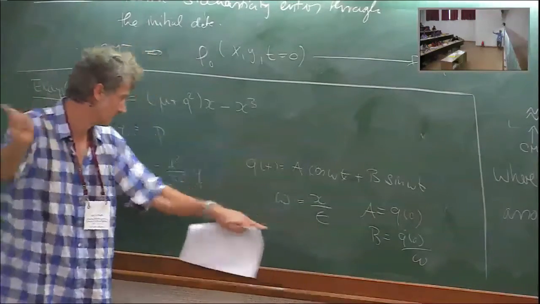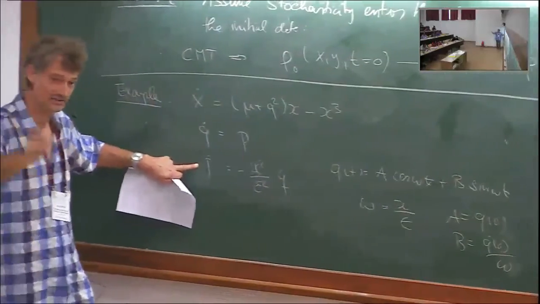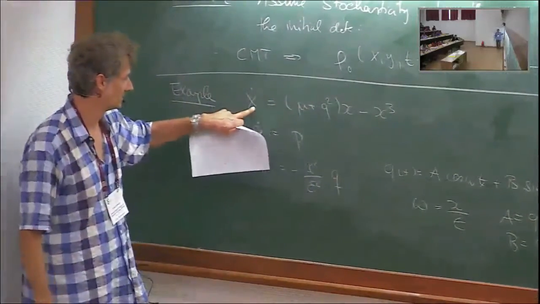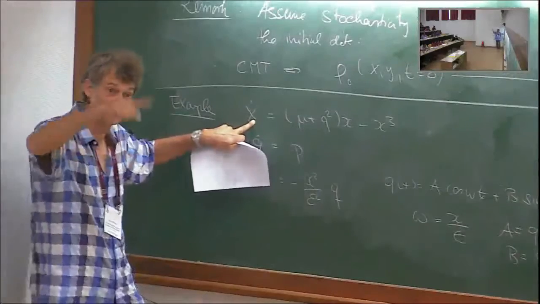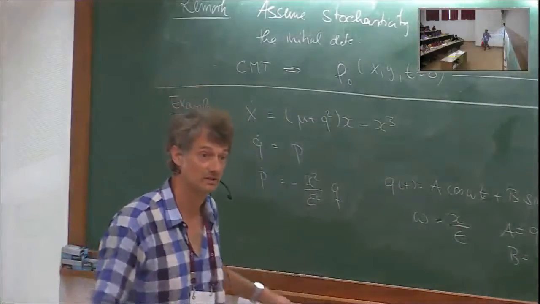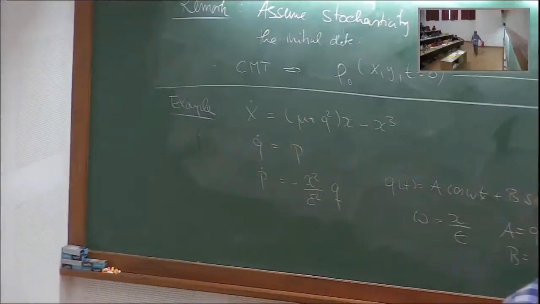So q, p is fast, and now we want to average this over the measure induced by this fast dynamics. Yes? Sorry, I didn't catch that.